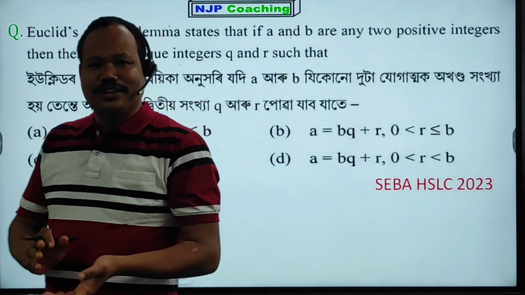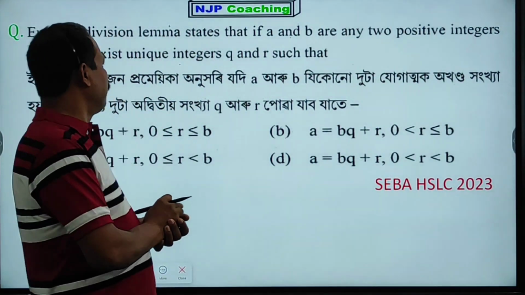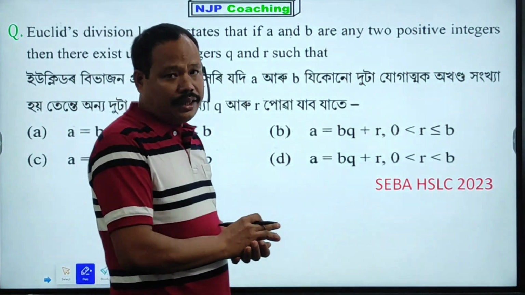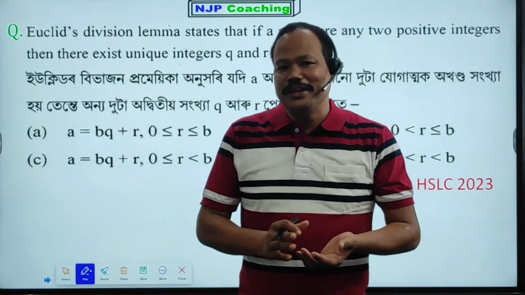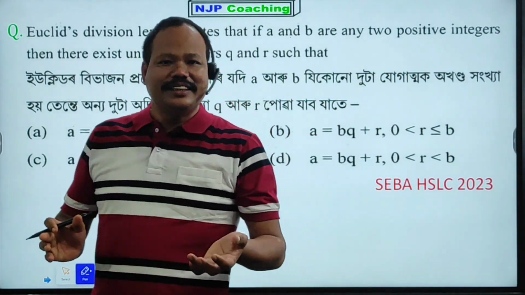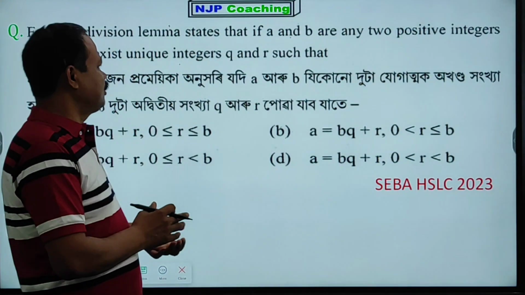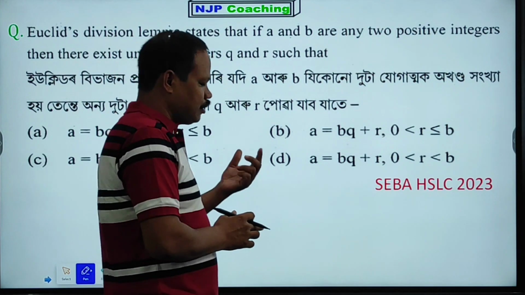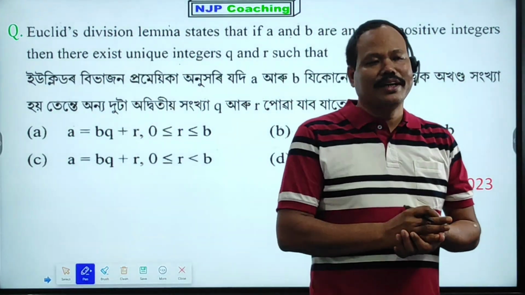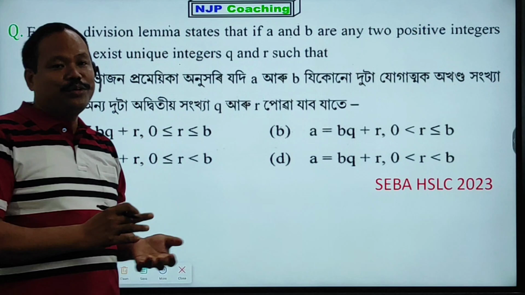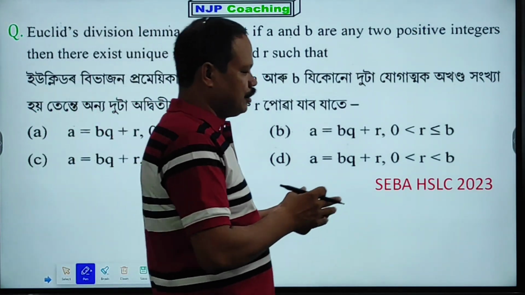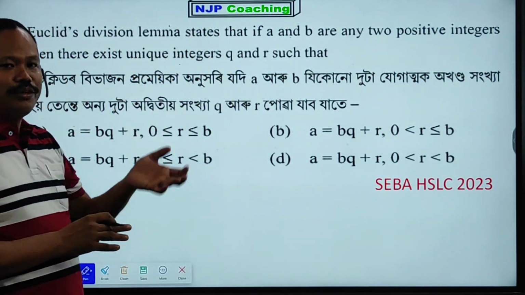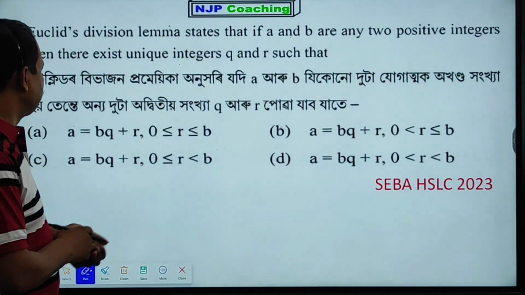The first question, regarding the first topic, Euclid's division lemma. Euclid's division lemma states that if A and B are any two positive integers, then there exist unique integers Q and R such that, means we have to know the mathematical condition. Given two positive integers A and B, there exist unique integers Q and R satisfying the relation. So what is the relation and what is the condition?